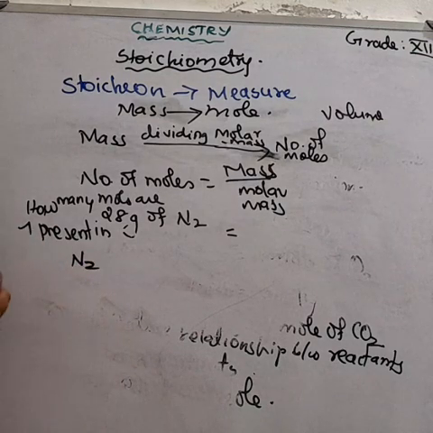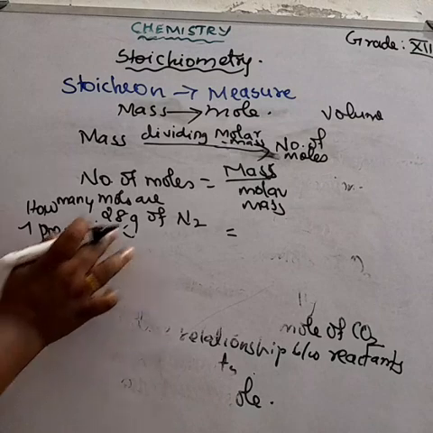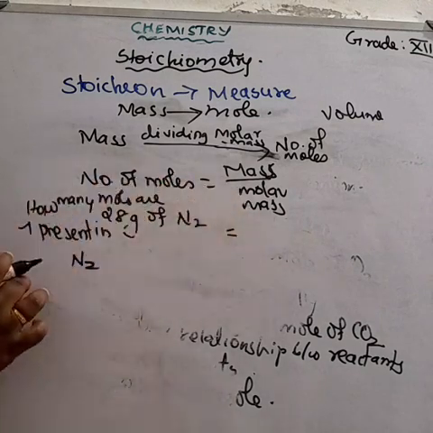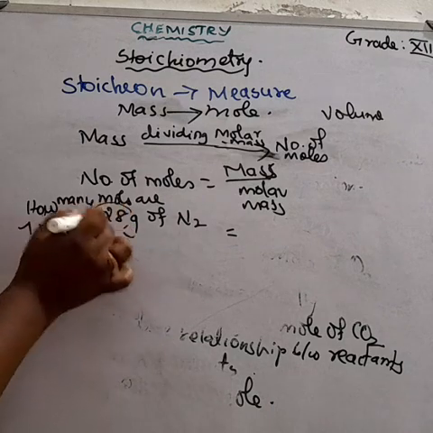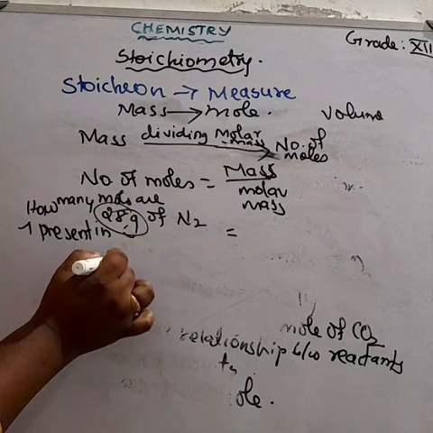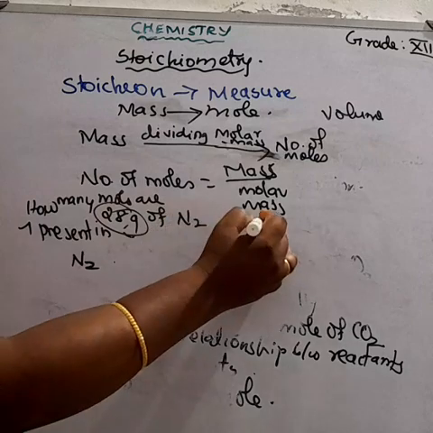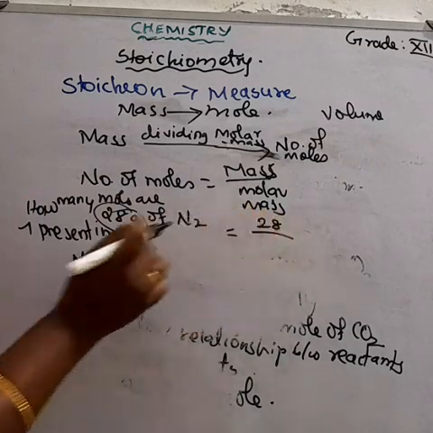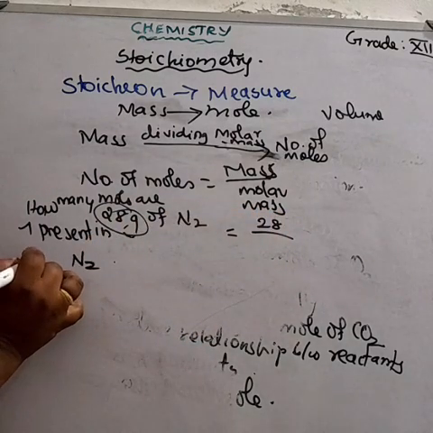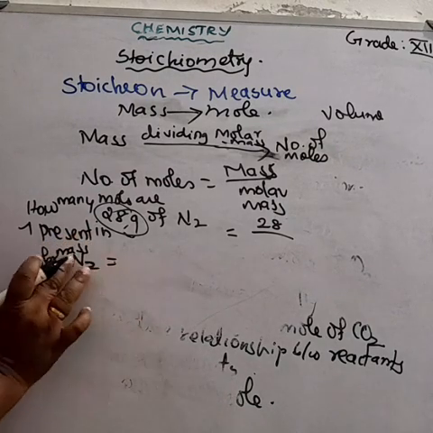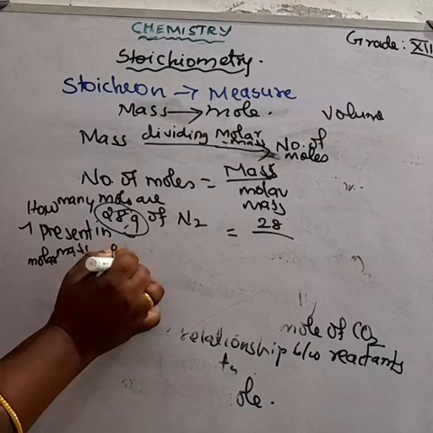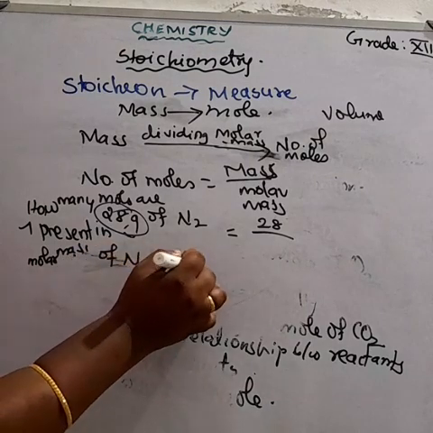Number of moles is equal to mass divided by molecular mass. What is the mass given? 28 gram of nitrogen. So the mass is 28 divided by the molar mass. Nitrogen is N2, so what is the atomic mass of nitrogen? 14. There are 2 nitrogen atoms, so 2 into 14 is equal to 28.